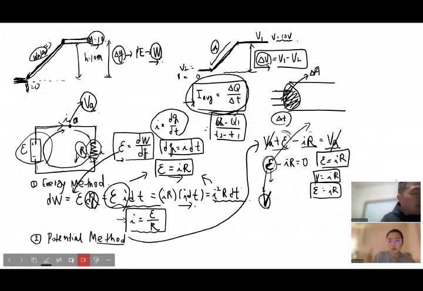Let's take a look at the more complex case. Let me move on to the next page.